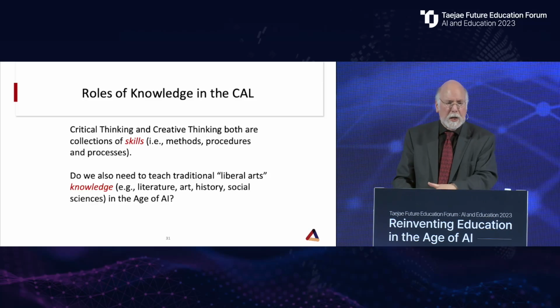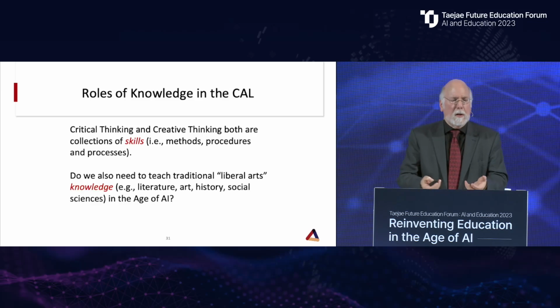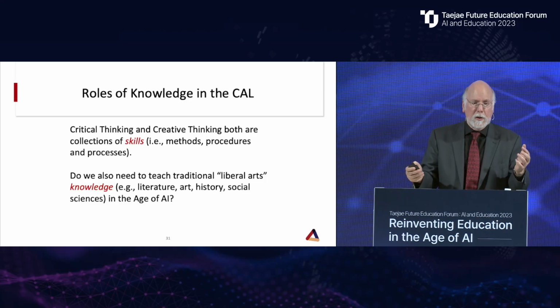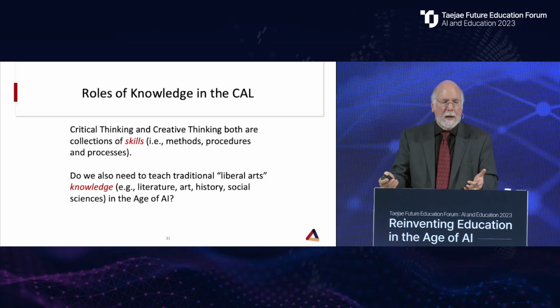They're methods, procedures, and processes, things you do. Question: do we also need to teach traditional liberal arts knowledge, like literature, art, history, social sciences, and all that? Do we need to teach that in the age of AI?